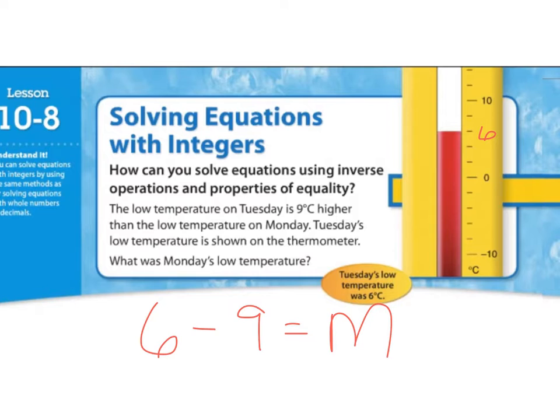The other way that we could have done that is it's 6. We're going to end up with a Tuesday temperature. We have Monday, and then the temperature goes up from Monday to Tuesday, and I see that Tuesday is 9 degrees higher. This is 9 degrees higher to get to Tuesday. So what is M? How do we solve that?